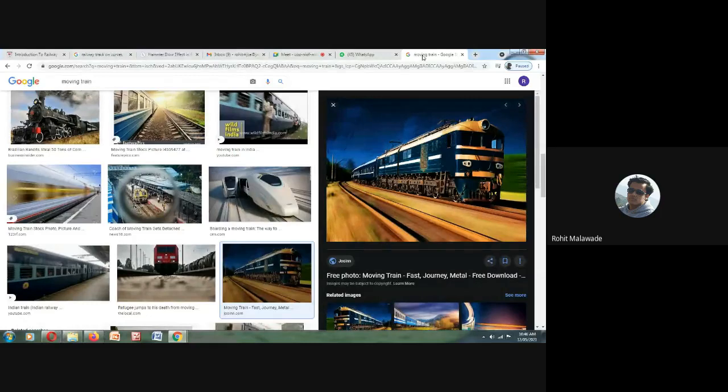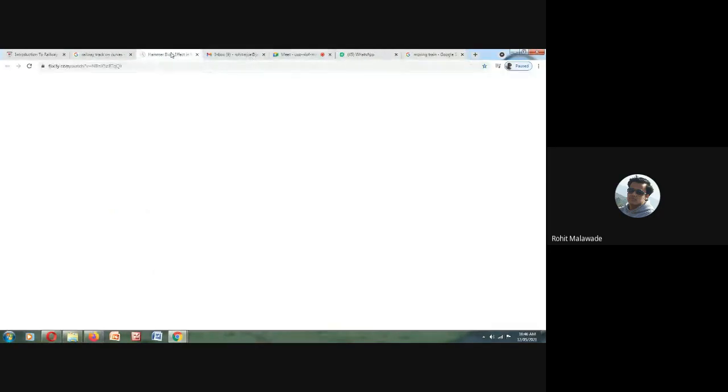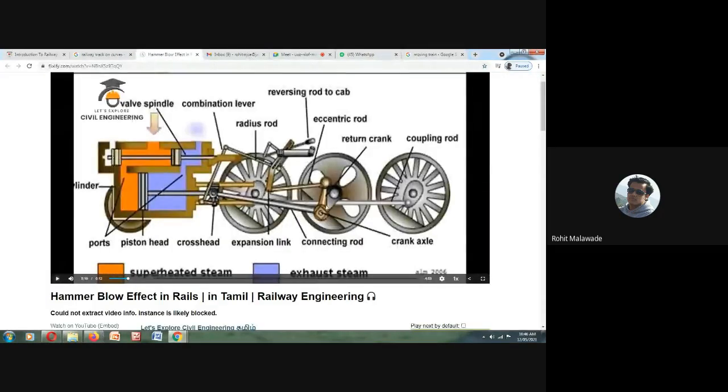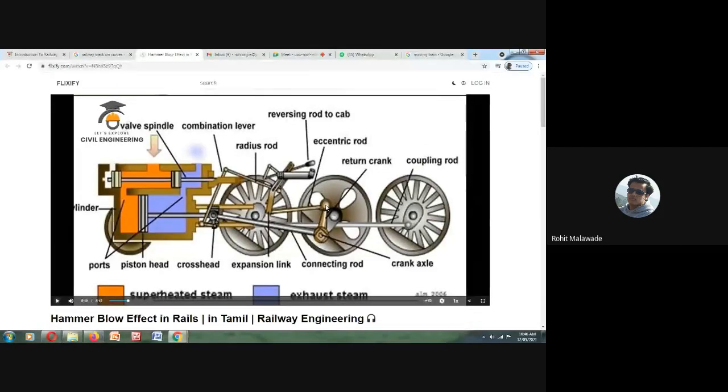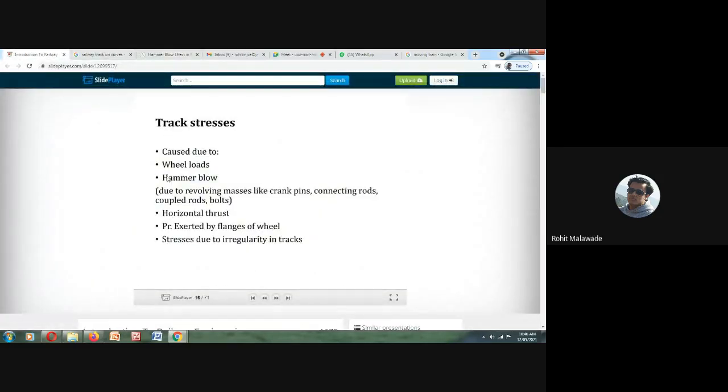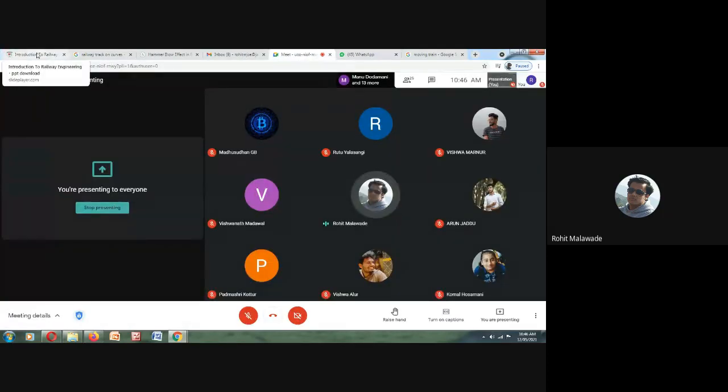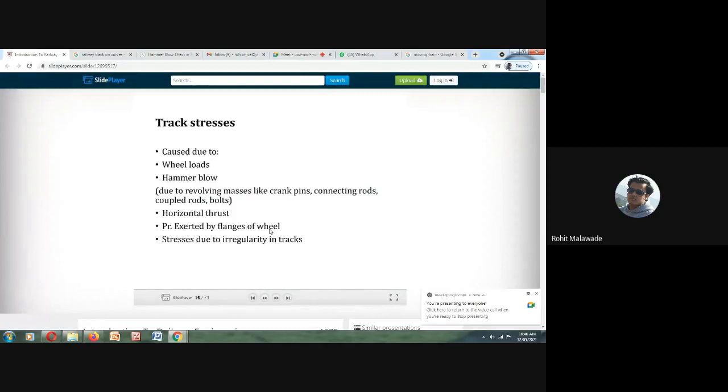Now we will see how the hammer blow is going to have an effect. The third effect we are going to have is the hammer blow, right? This is the third effect. We are going to have the hammer blow, which is going to be caused on your rail wheels, right? The hammer blows. Now we will see what this hammer blow is.